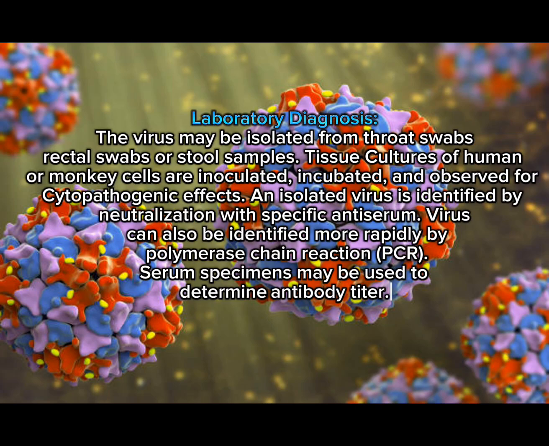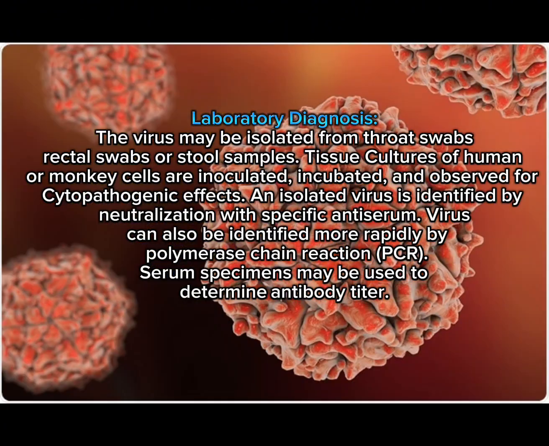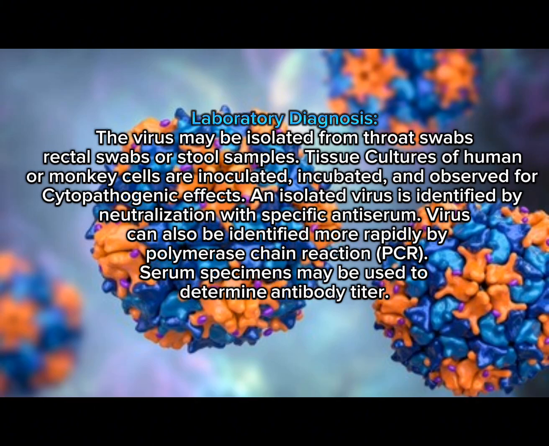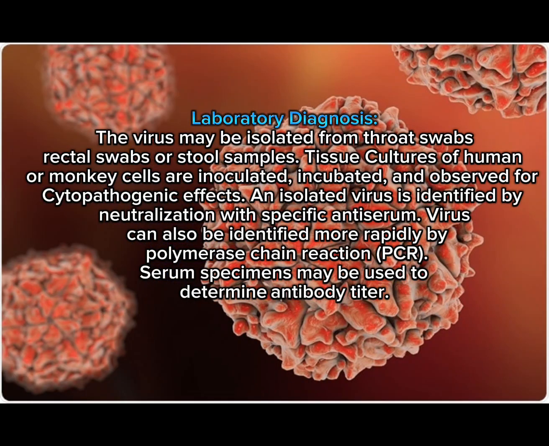Laboratory diagnosis. The virus may be isolated from throat swabs, rectal swabs, or stool samples. Tissue cultures of human or monkey cells are inoculated, incubated, and observed for cytopathogenic effects. An isolated virus is identified by neutralization with specific antiserum. Virus can also be identified more rapidly by polymerase chain reaction (PCR). Serum specimens may be used to determine antibody titer.